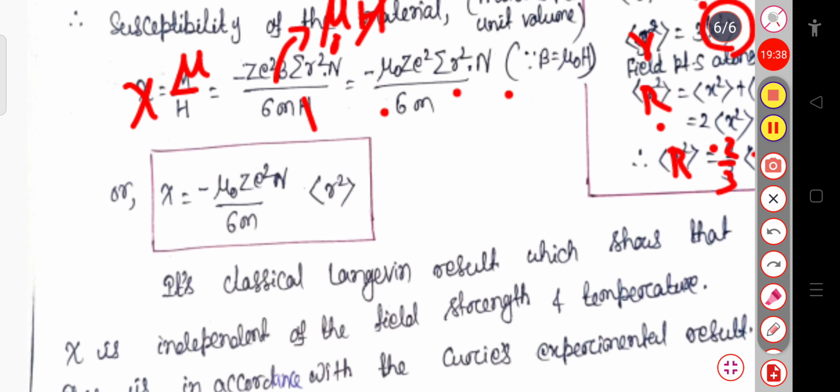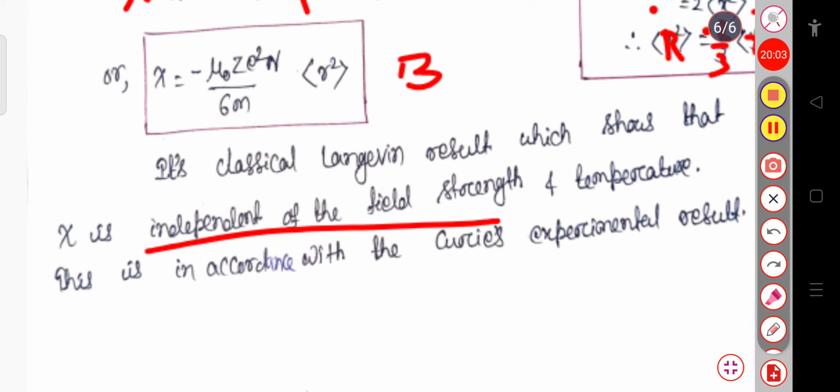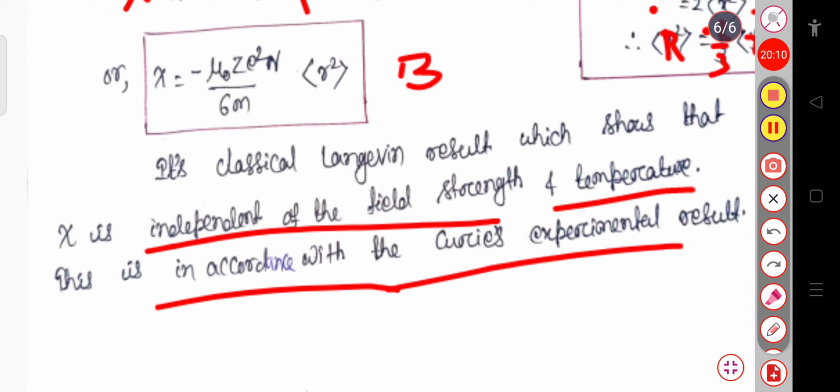So it is the classical Langevin result which shows that the susceptibility is independent of the field strength. You can see that in this expression the magnetic field term, that is the B term, is absent. So it is independent of the field strength, and the temperature term is also absent. This is in accordance with Curie's experimental result. This is known as the classical Langevin theory, where the susceptibility is independent of the field strength and the temperature.